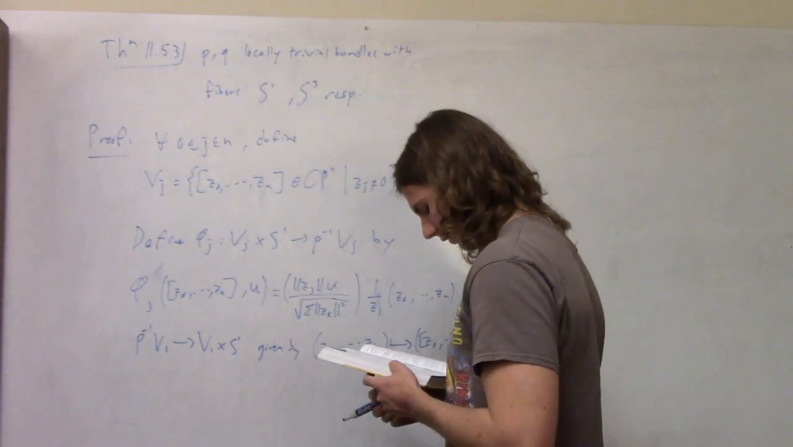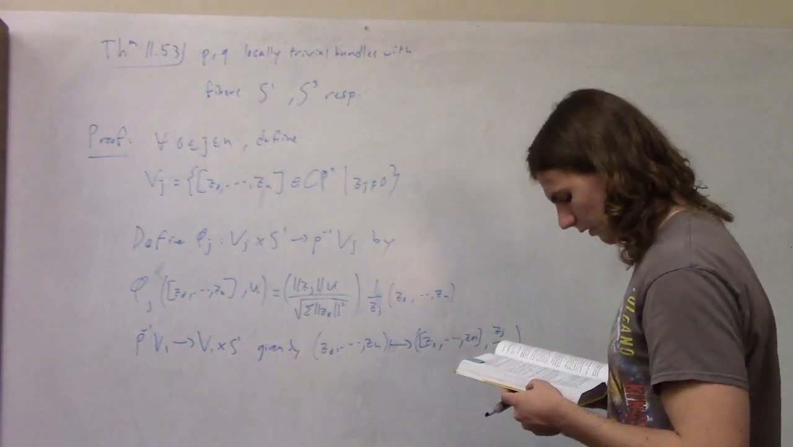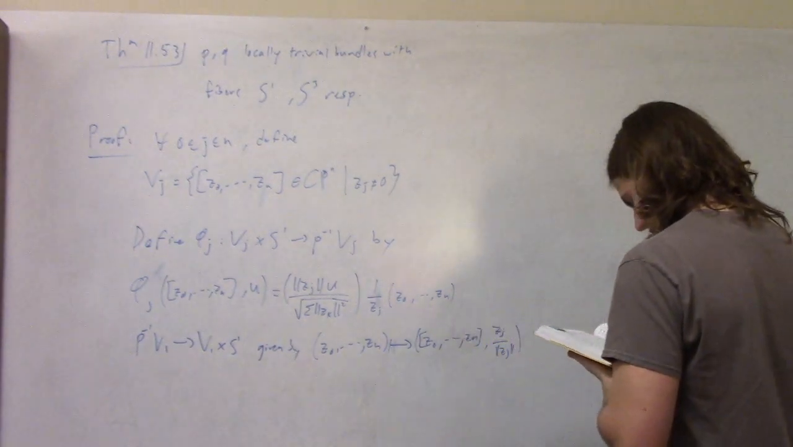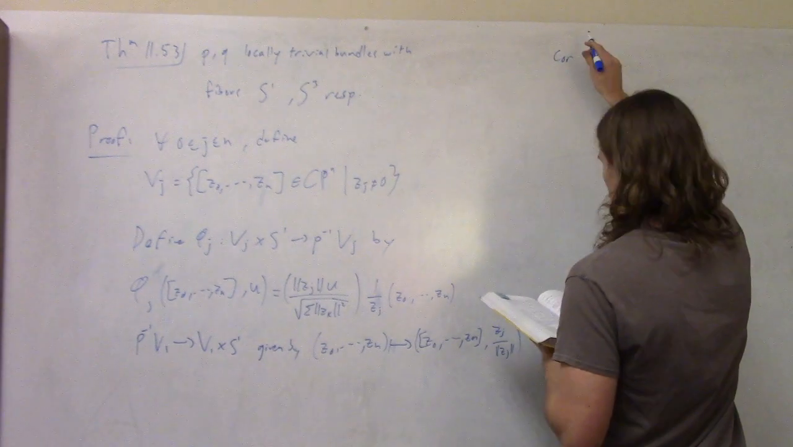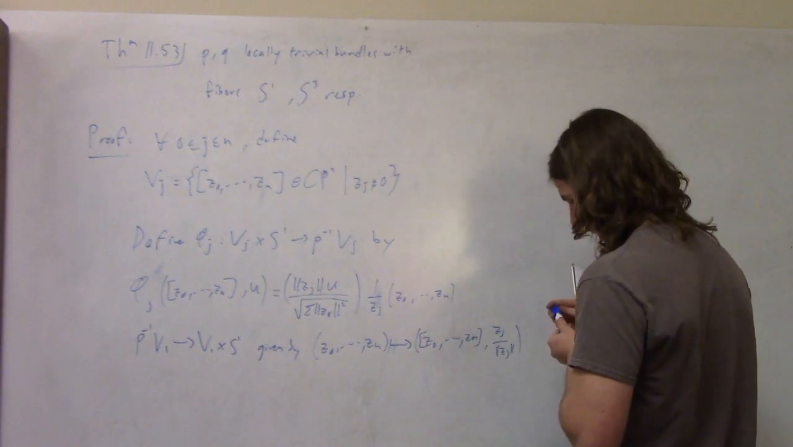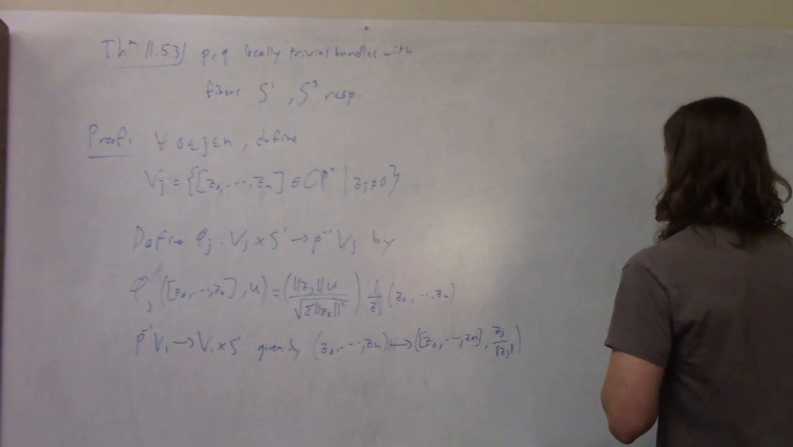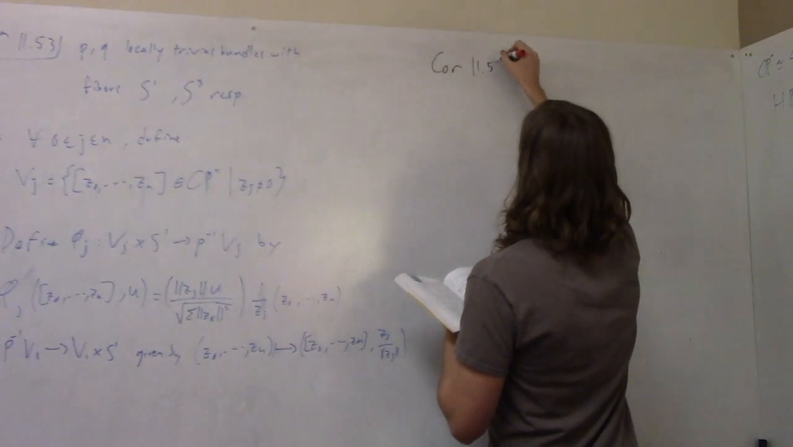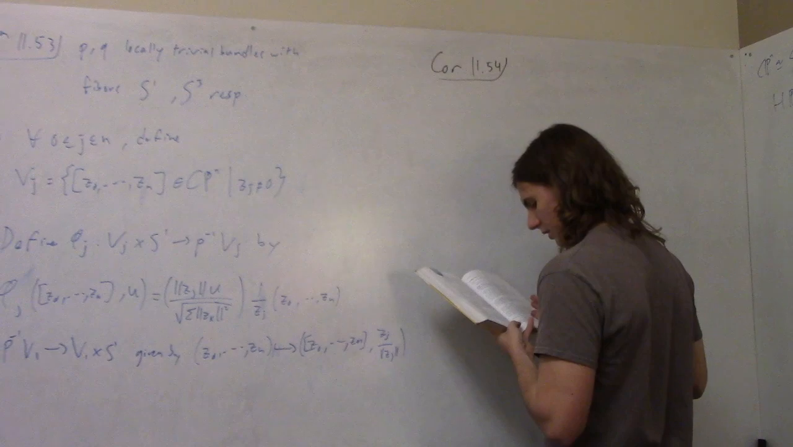So that shows that it is a locally trivial bundle, and the S1 is in fact the fiber, and a similar result holds for the quaternionic projective space. Okay. So these corollaries. This is 11.54. So we get some concrete results for low-dimensional spaces.